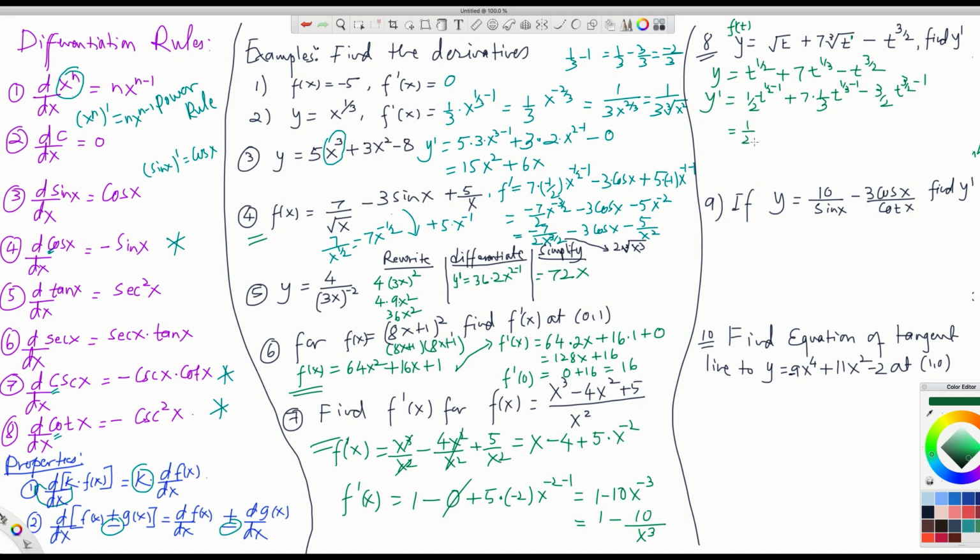This is like 1/2 t to the negative 1/2 plus 7 over 3 t to the negative 2/3. 1/3 minus 1 is 2/3. Minus 3/2, and then t to the 3/2 minus 1 is 1/2, right? Now, since there are negative exponents, you want to move that to the denominator: 1 over 2 t to the 1/2 plus 7 over 3 t to the 2/3 minus 3 over 2 t to the 1/2.